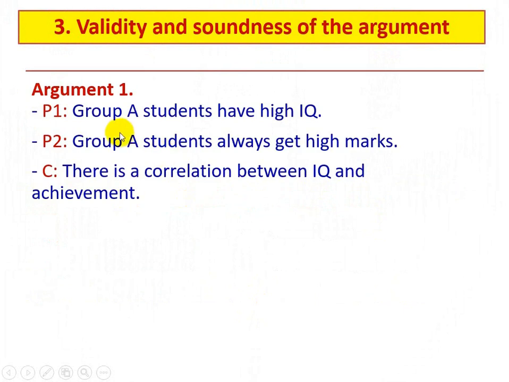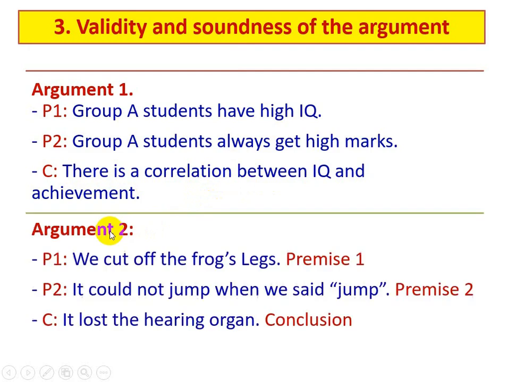When we say group A students have high IQ, group A students always get high marks. The conclusion is there is a correlation between IQ and achievement. This argument is not sound because we do not have a complete correlation using a reliable study to prove that there is a correlation between IQ and achievement.